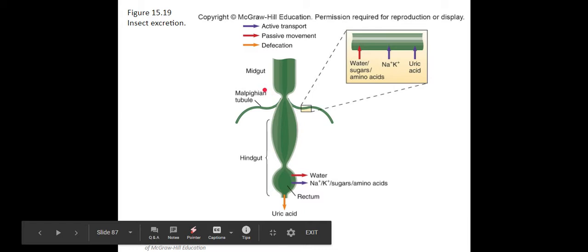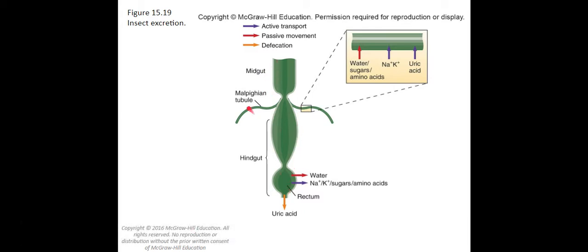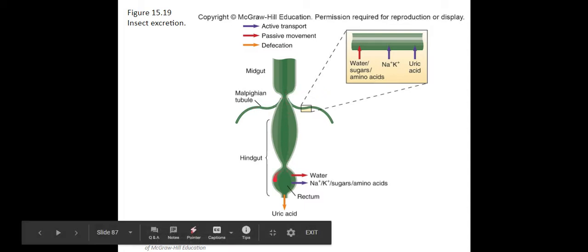Here is a Malpighian tubule, or well, here's the midgut and the hindgut. You see the Malpighian tubules off of the midgut here. And so water and sodium and potassium and uric acid will dissolve in and out through that. And then the waste will go through the hindgut to the rectum, where the solid waste and the waste from the Malpighian tubules will all then leave.